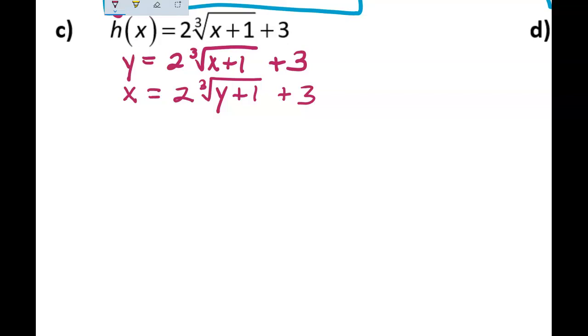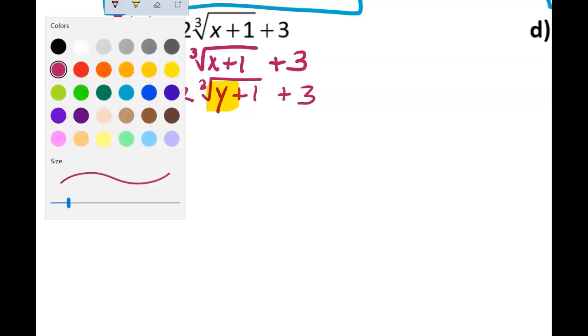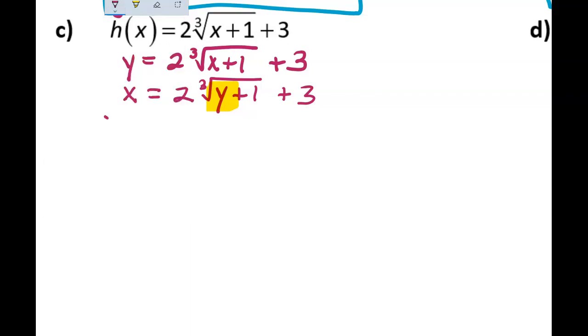Now we also want to think about order of operations here. Think about what you would do if you plugged in a y value. If we plugged in a y value, we'd add 1, take the cube root, times 2, and then plus 3. That means that when we're solving for y, the plus 3 has to be the first to go. So we'll start with subtracting 3 from both sides.